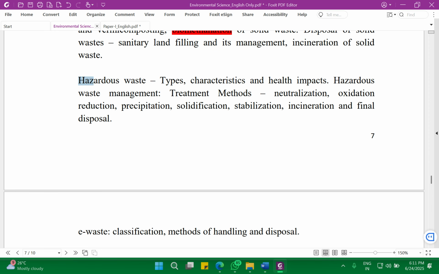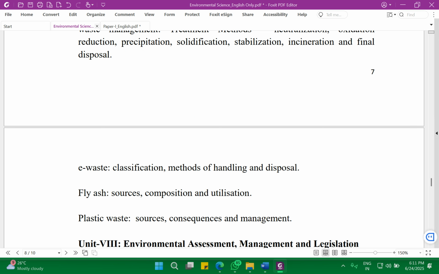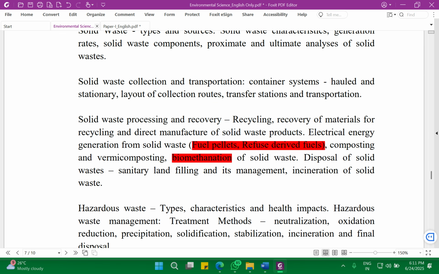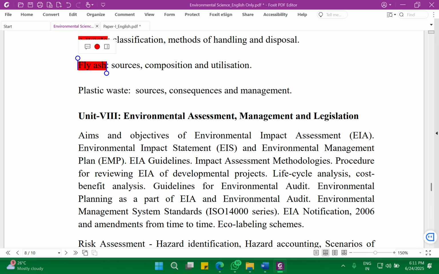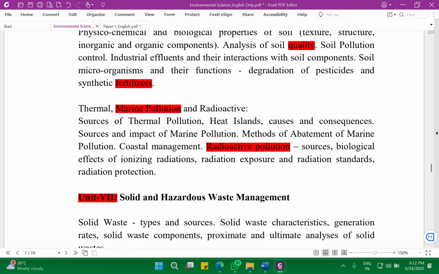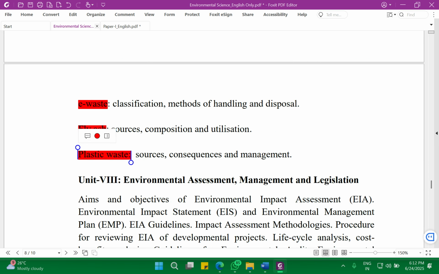Then hazardous waste management you need to know. Especially questions may come from biomedical waste. So biomedical waste you need to focus on much more compared to all other waste. Biomedical and one more, e-waste, you need to focus on much. Then you can focus on fly ash utilization, because recently the government has given some guidelines related to fly ash. You may expect some questions. Here we also have plastic waste. They may ask microplastic or nanoplastic pollution related questions. So don't lose any marks in this unit 7.